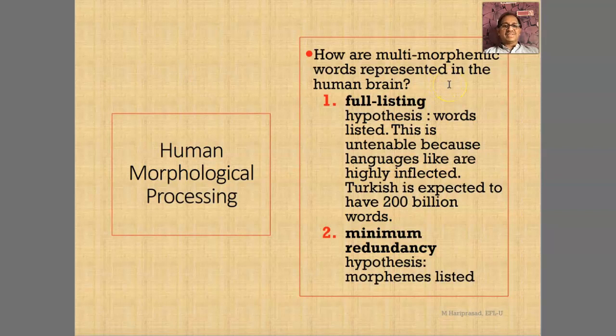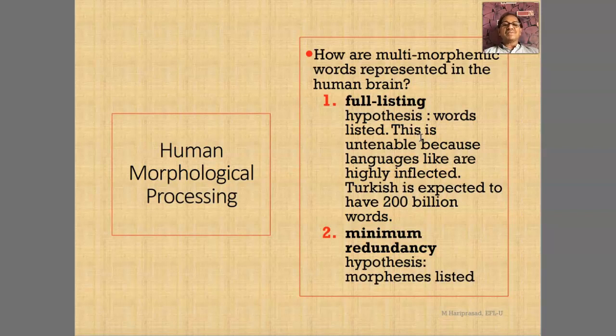There are two ways. That means there are two hypotheses which we can have. One is full listing hypothesis, the other one is minimal redundancy hypothesis. In fact, we have already talked about this. We are going to revise that now. We are going to recall what we have said. When we say full listing hypothesis, we are going to list all the words in the brain. So what we are saying is, in the brain of a human being, all the words of the language which he speaks are listed. But that's not possible. How can you list all the words?